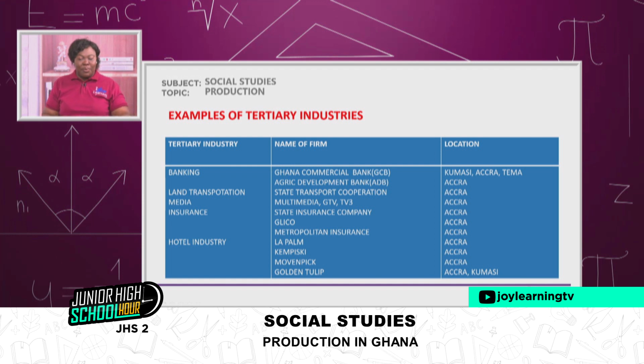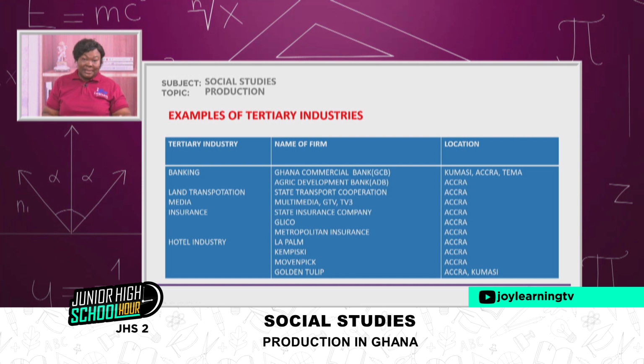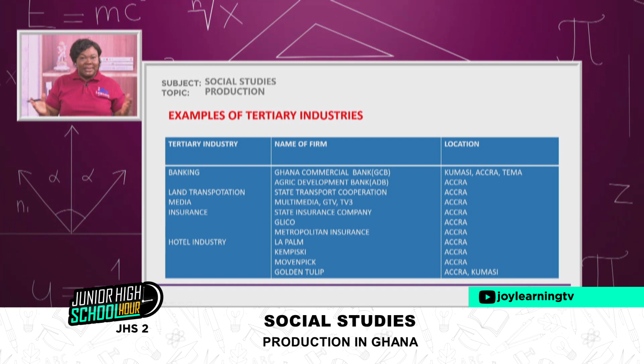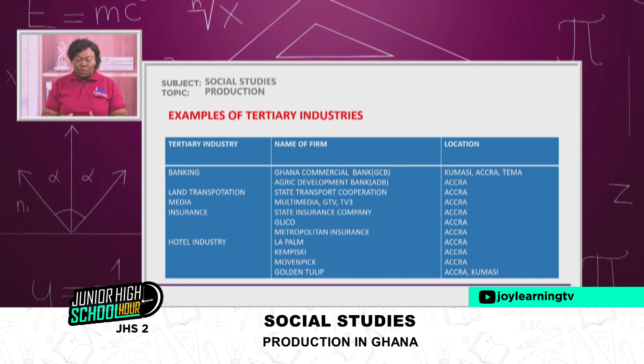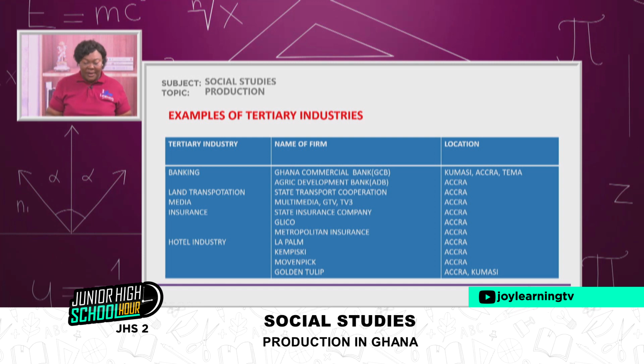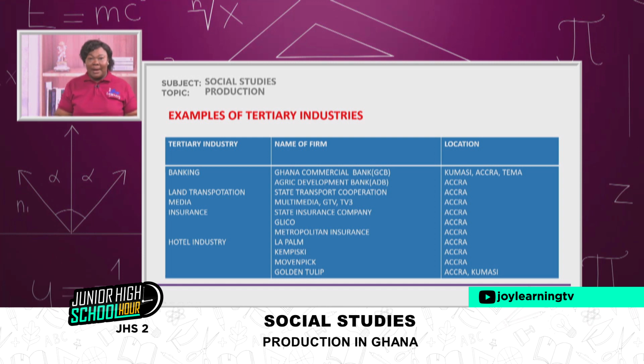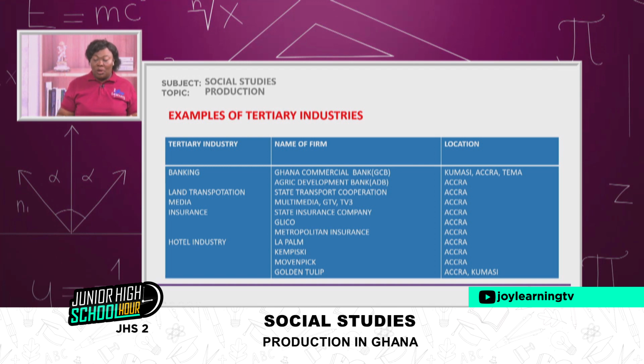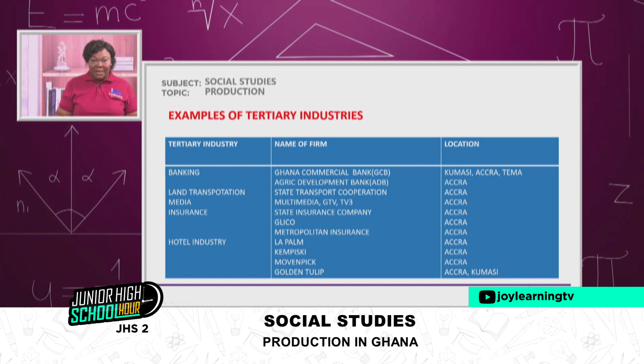Now let's look at examples of the tertiary industries, the names of the firms, and their locations. So banking. Banking, as we said, is a service. So we have Ghana Commercial Bank, which can be located in all towns and regions in Ghana. I just took one or two of them. Kumasi, Accra, Tema, Takoradi, Bibiani, they are all there, all over. And then we have Agricultural Development Bank, which can also be located in almost all the regions in Ghana, but I chose Greater Accra.